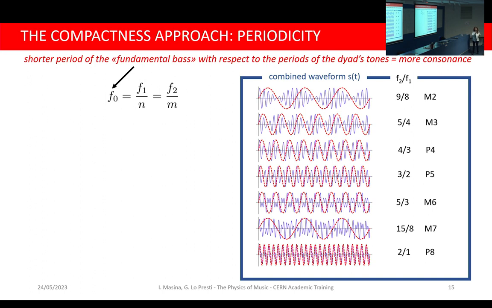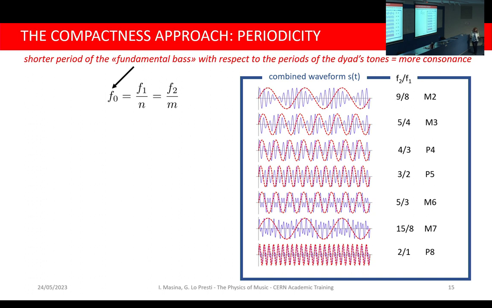One is associated to periodicity and one to harmonicity. So let's see first periodicity. What does it mean? According to our definition, and it's reasonable, the shorter is the period of the fundamental bass with respect to the periods of the dyad's tones, so F1 and F2, the more there is consonance.